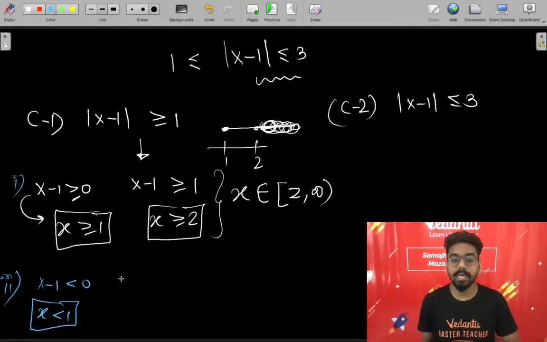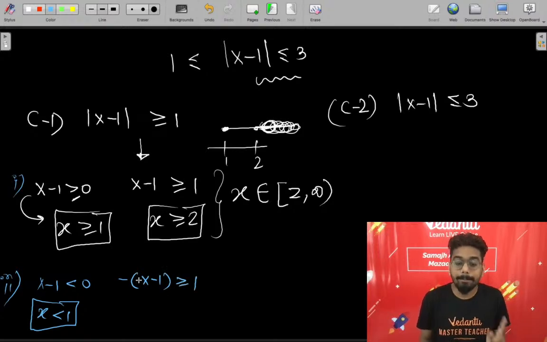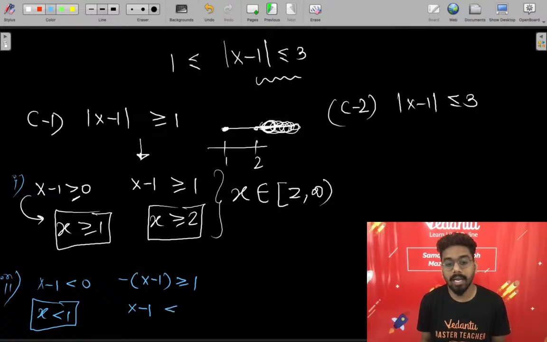And then you will say that if inside thing is less than 0, apply minus sign after removing the modulus. 1 greater than equal to 1. Multiply both the sides with minus 1, you will have x minus 1 less than equal to. If you multiply with a negative number, inequality will get reversed. And you will come out with x less than equal to 0.